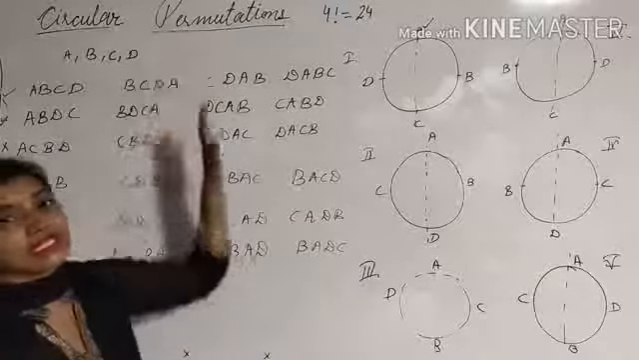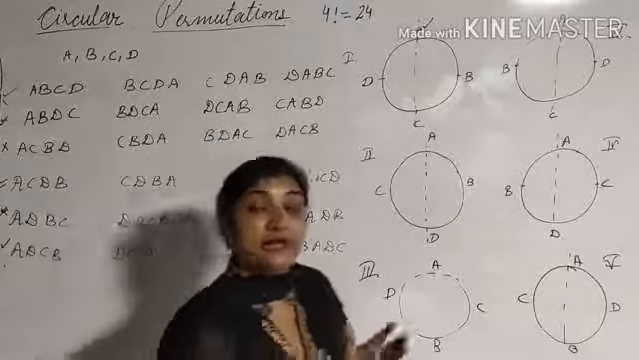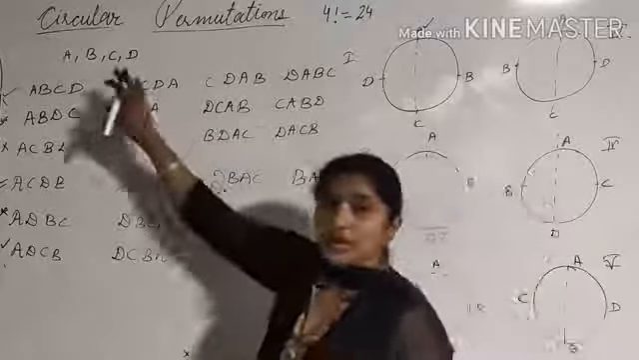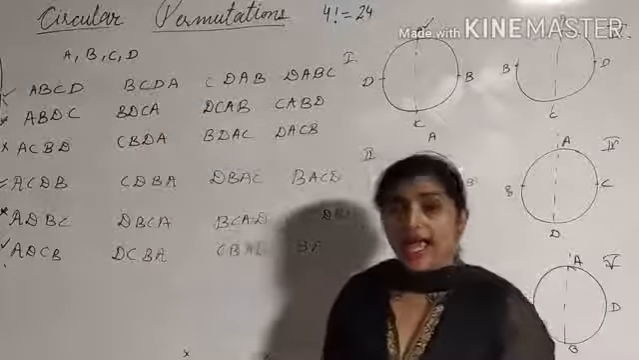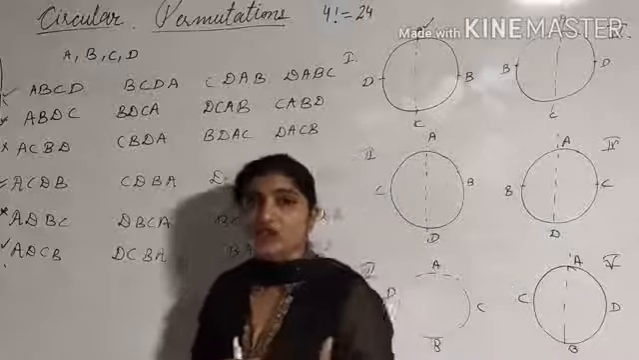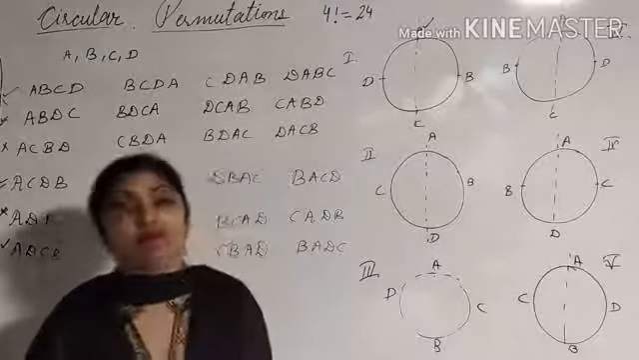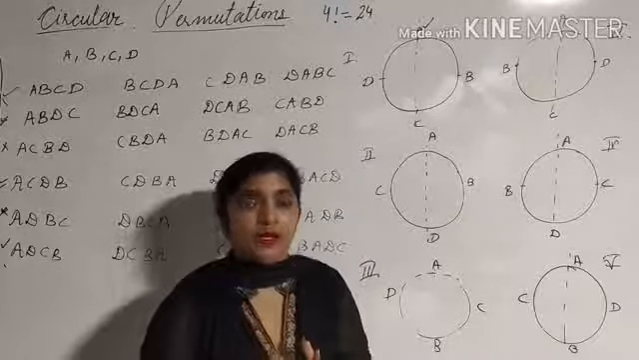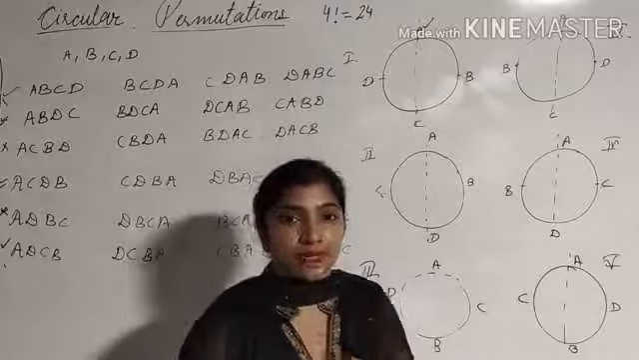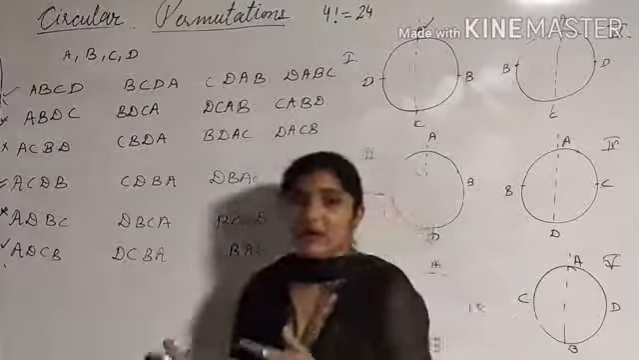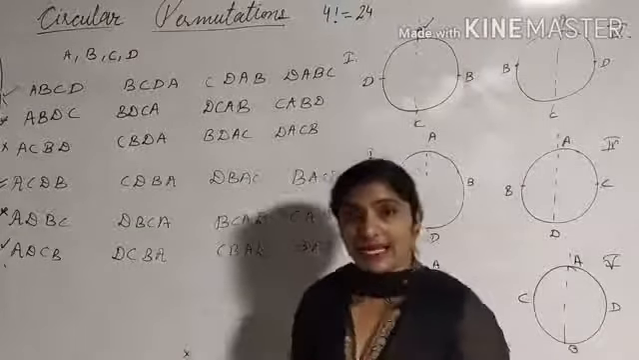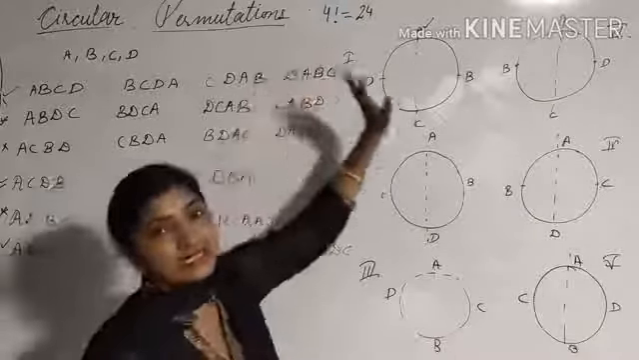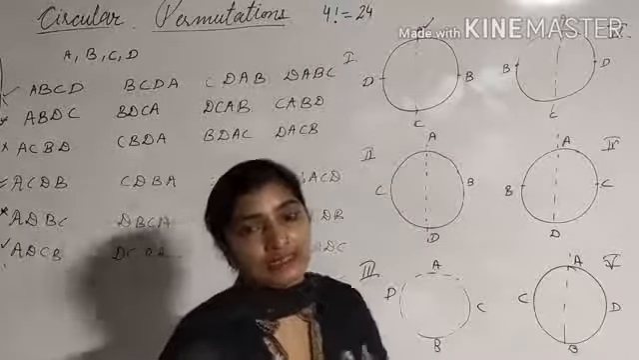Okay, let's consider this example. Suppose we want to arrange the 4 objects A, B, C, D in a circle, right? Now, as we have discussed earlier, the number of permutations possible with 4 objects was 4 factorial. But the permutations which we considered earlier were about linear arrangements. That means the arrangement in a line.